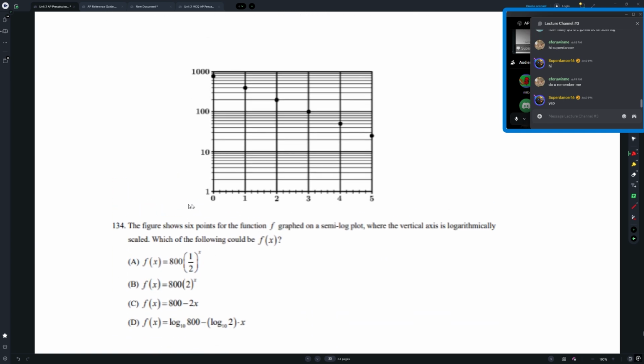So now an example question. First, MCQ 134. Which of the following could be f of x? Okay, the answer is A.